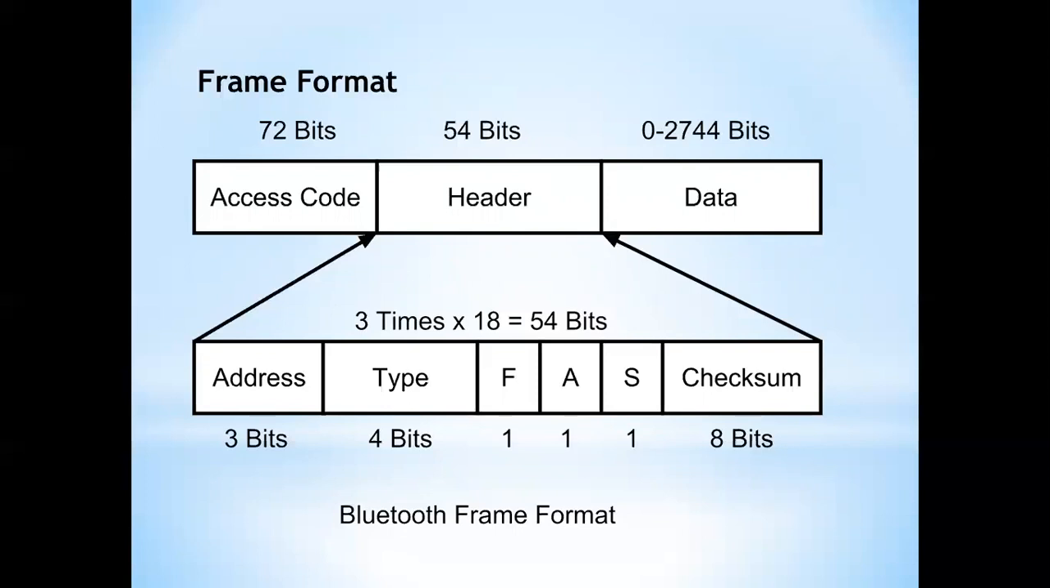Next, HEC. This is an 8-bit header error correction field. It contains the checksum for detection of error in the 18-bit header field. Next is the data field. The field contains the data or the control bits. It can be 0 to 2740 bits long. It contains the data or control bits coming from the upper layers.